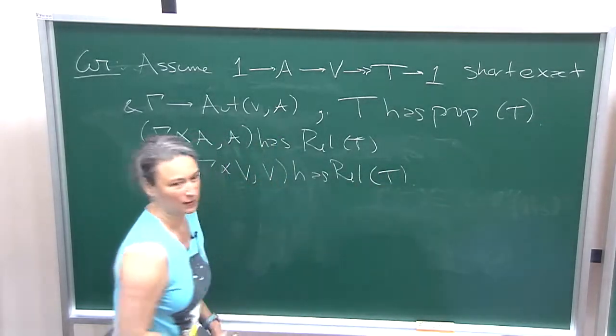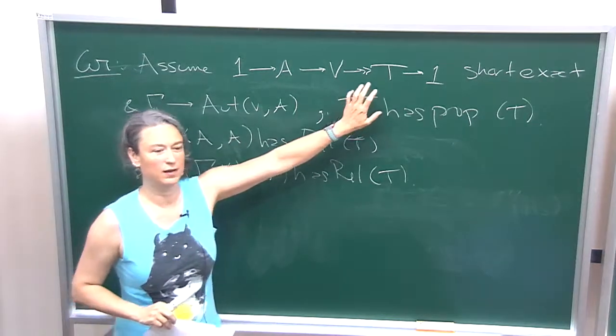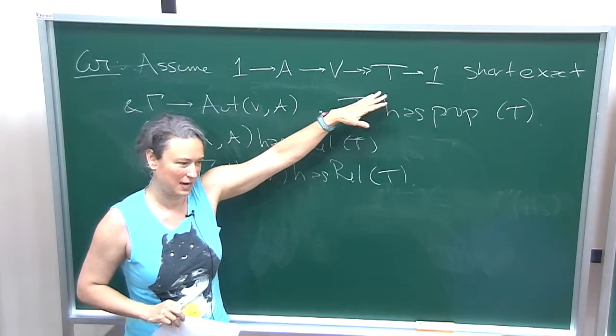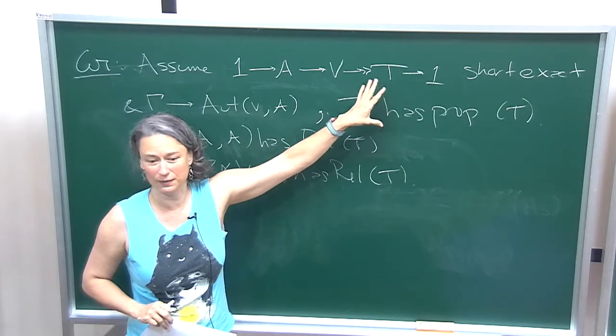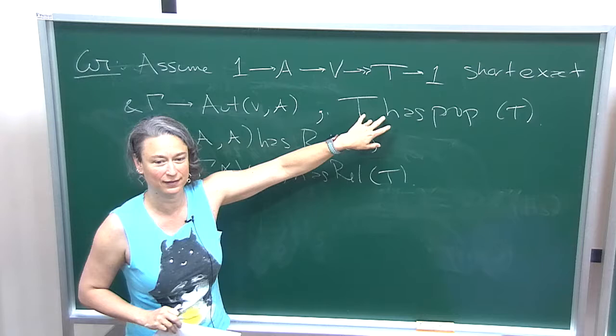Okay, so I got rid of the assumption on the quotient by just making it have property T. And in practice, what we're going to do now is assume that it's actually compact.